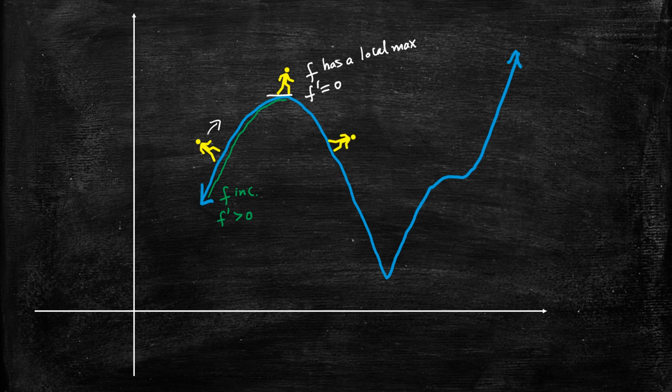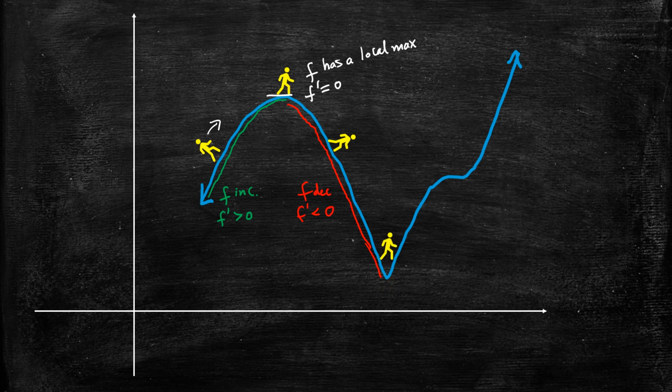Then the person starts descending the mountain. And if they're descending, then we know along here, let's use a different color, so along here, he's decreasing, decreasing, decreasing. So we'd say f is decreasing, and that means that the slope, f prime, the value of the slope, should be negative there.